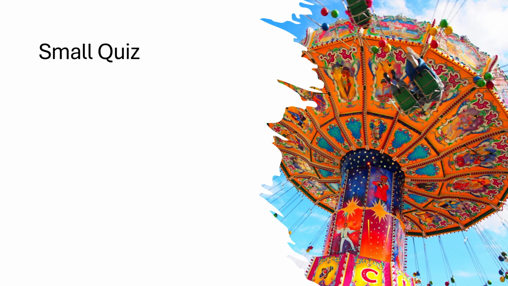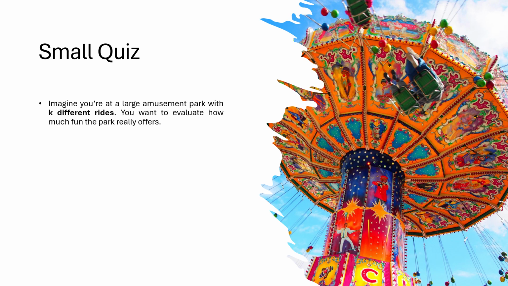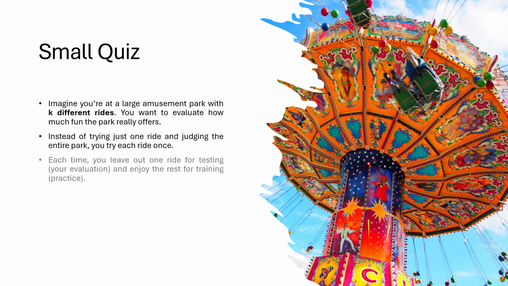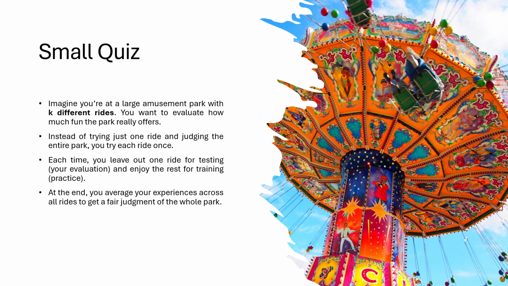Let us have a small quiz. Imagine you are at a large amusement park with different rides. You want to evaluate how much fun the park really offers. Instead of trying just one ride and judging the entire park, you try each ride once. Each time you leave out one ride for testing and enjoy the rest for training, which is for practice. At the end, you average your experiences across all rides to get a fair judgment of the whole park.